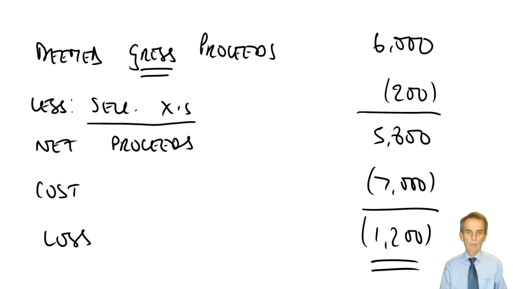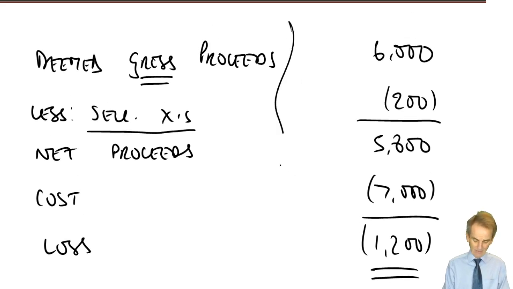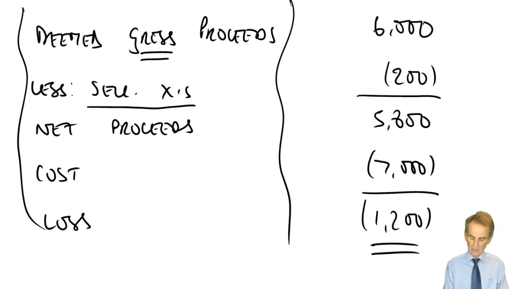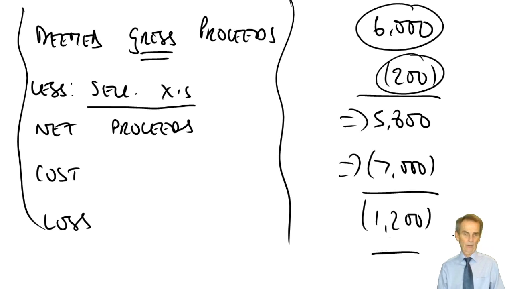I've shown you there the proper full structure. All you'd have to do in terms of an exam question is to get the right answer. You wouldn't be writing any of this stuff out here. You would simply have picked up, what are my deemed gross proceeds? 6,000. What are my selling expenses? 200. So my net proceeds, 5,800. What is my allowable cost? 7,000. And there's my allowable loss of £1,200.